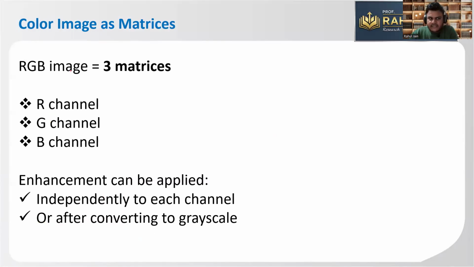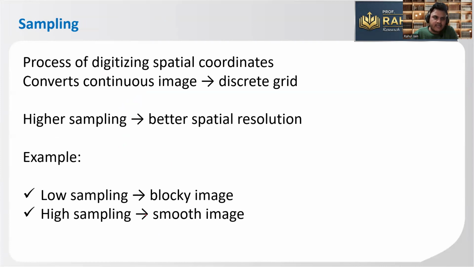Color images as matrices. An RGB image is three matrices: the R channel, that is the red channel, the green channel, and the blue channel. Enhancement can be applied independently to each channel, that is red separately, green separately, and blue separately, or often it can be converted to grayscale as well.